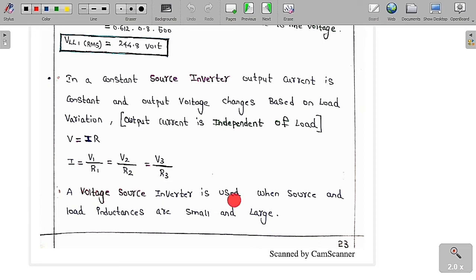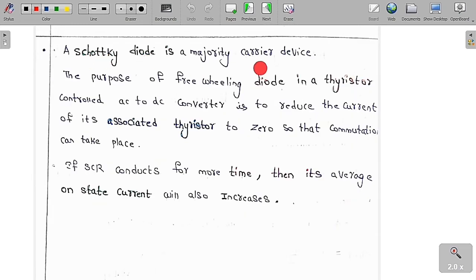A voltage source inverter is used when the source inductance is small and the load inductance is large. Similarly, a current source inverter is used when the source inductance is very large and the load inductance is very small.